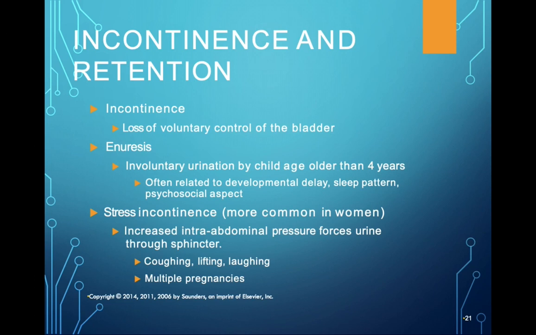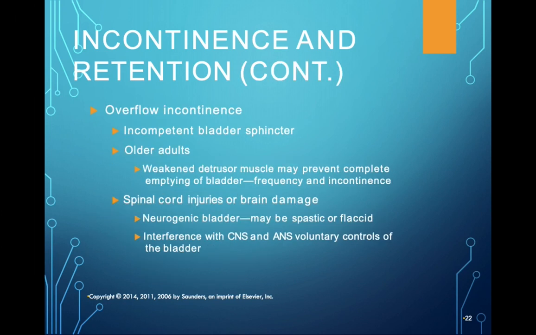But as the brain develops and the frontal lobe becomes more mature, the child should get the signals that, uh-oh, I have to go to the bathroom, that type of thing. Stress incontinence is more common in women. It's when there's increased intra-abdominal pressure, like coughing, laughing, or heavy lifting. It can happen in multiple pregnancies as well.